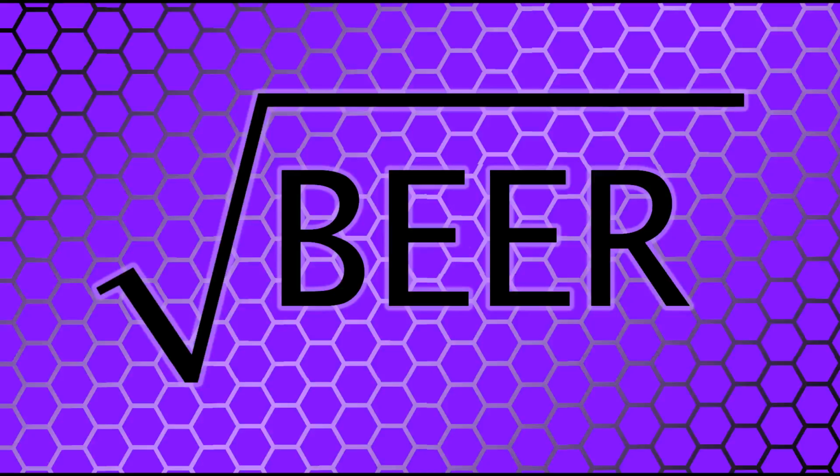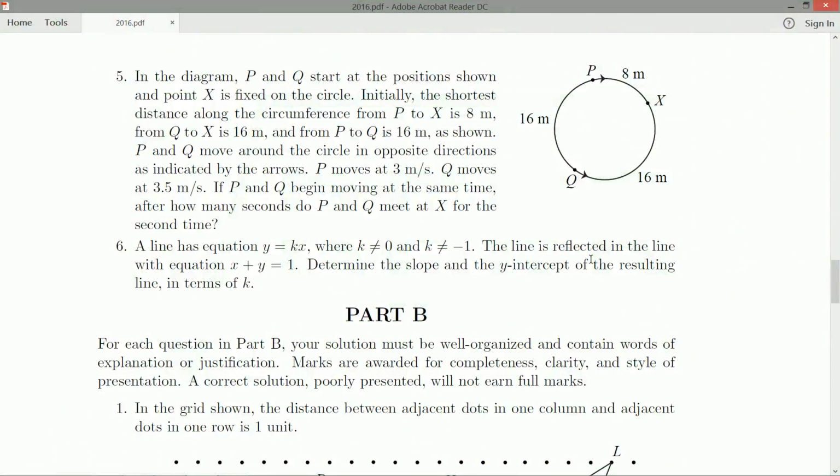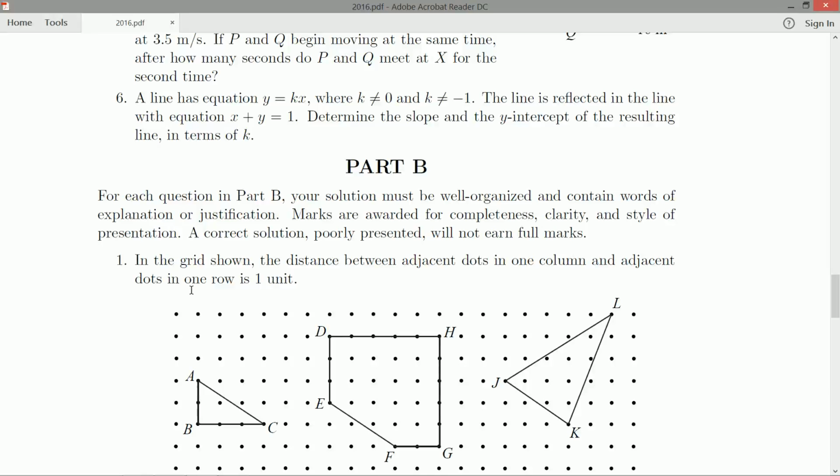Hello everybody and welcome back to more of the CIMC, Canadian Intermediate Math Contest from the year 2016. We're looking at question 6 in A part. This is the last question in A part, but as I occasionally remark, I expect it to be harder than the first question in B part.